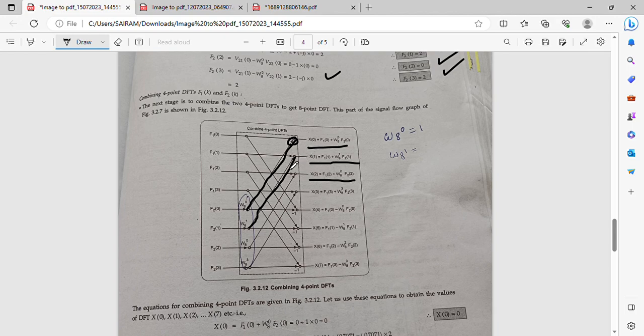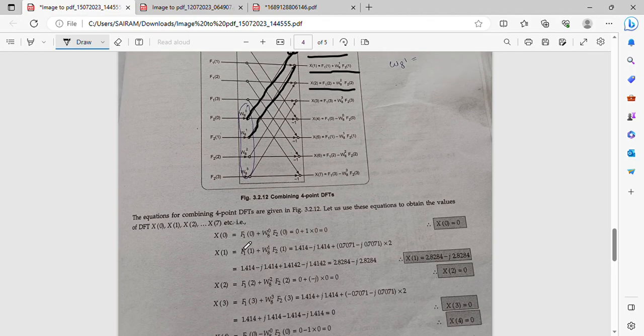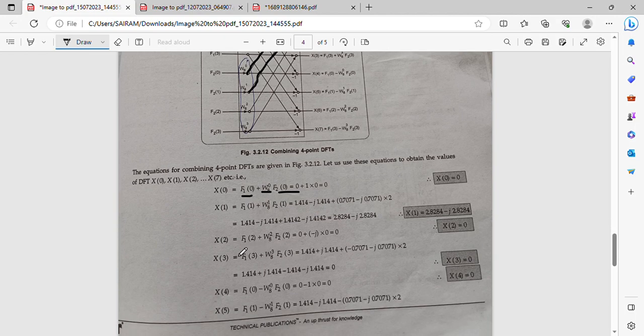So here he has added everything. Like that, for all others it is going to take place, and here you are supposed to substitute the value of f1 of 0 and f2 of 0, this omega a to the power of 0, and here you are supposed to substitute this f1 of 1, f1 of 2, whatever the values are present. So this f1 of 0 and f2 of 0 are all my output. What output? The output of your 4-point DFT, which is the input to 8-point DFT, right?